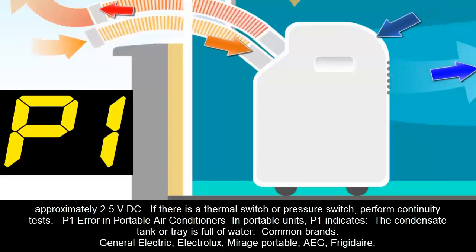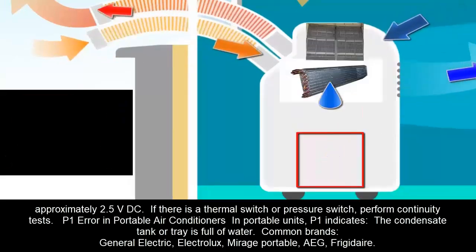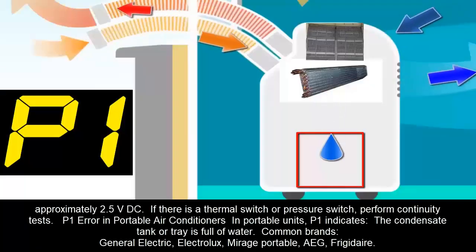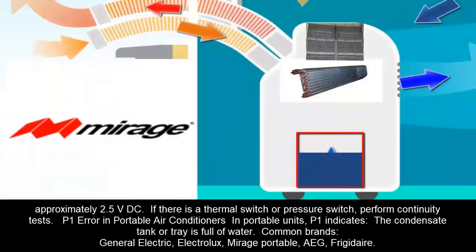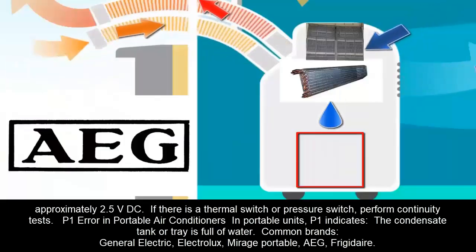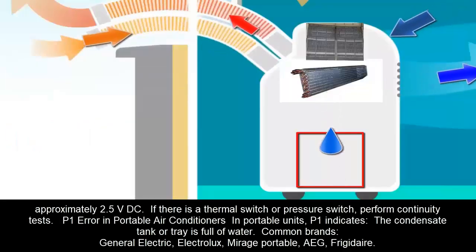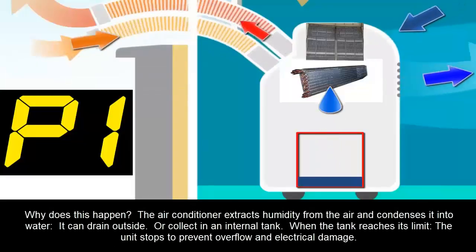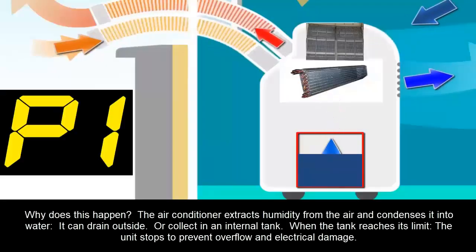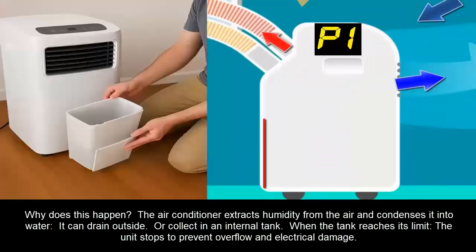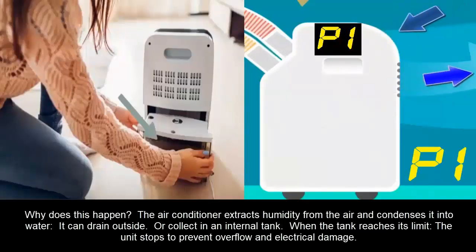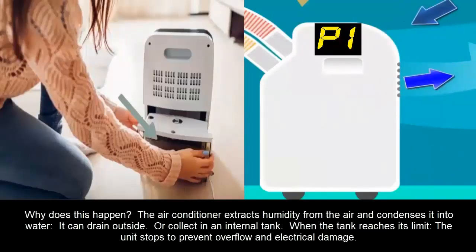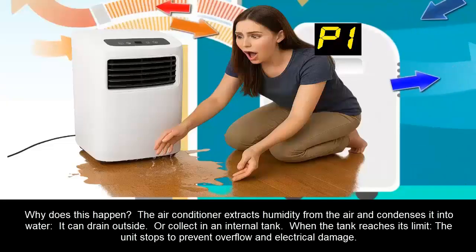P1 error in portable air conditioners. In portable units, P1 indicates the condensation tank or tray is full of water. Common brands: General Electric, Electrolux, Mirage Portable, AEG, Frigidaire. Why does this happen? The air conditioner extracts humidity from the air and condenses it into water. It can drain outside or collect in an internal tank. When the tank reaches its limit, the unit stops to prevent overflow and electrical damage.